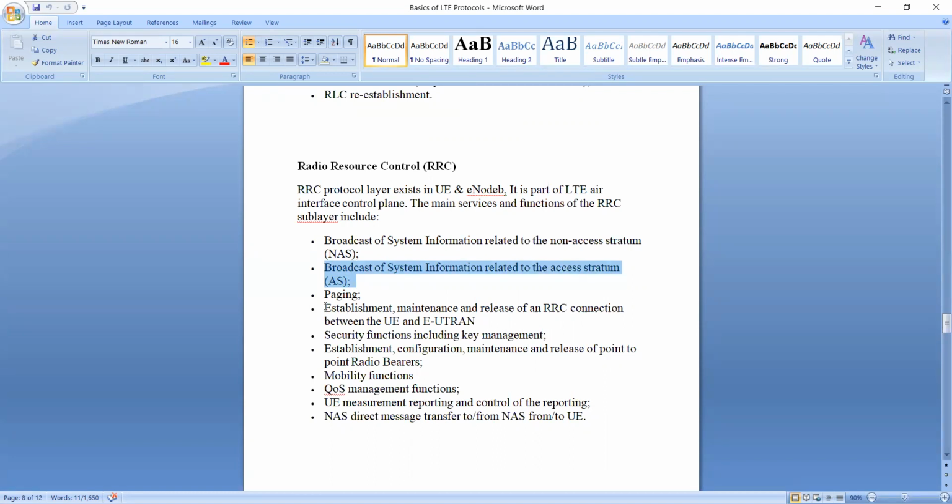And next point is establishment, maintenance, and release of RRC connection between UE and E-UTRAN. First is broadcast of system information related to access stratum, AS, and establishment, maintenance, and release of RRC connection between UE and E-UTRAN. Third is security functions, RRC security we say.